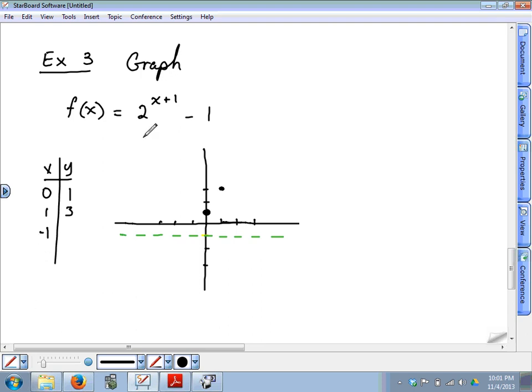I'm actually going to let x equal negative 1 here because negative 1 plus 1 is 0. 2 to the 0 power is 1. 1 minus 1 is 0. So negative 1, comma 0. So the graph looks like that.